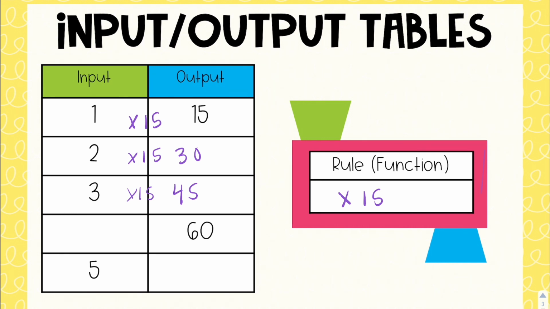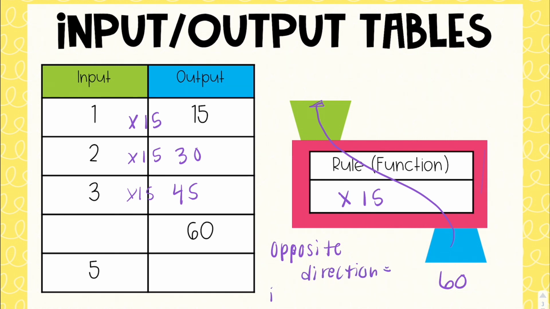This next part is like I'm throwing the machine in reverse. Instead of starting with an input, I'm actually starting with an output. I'm starting with 60 and I'm going backwards. When I go the opposite direction, I'm actually going to use inverse operation because inverse operations undo operations. So if I had multiplication, to undo it, I would use division. If I had addition, to undo it, I would use subtraction. It changes what you've just done.